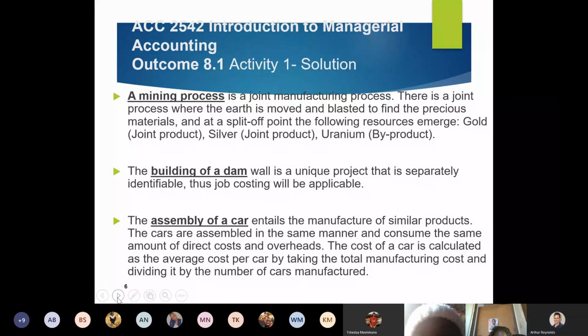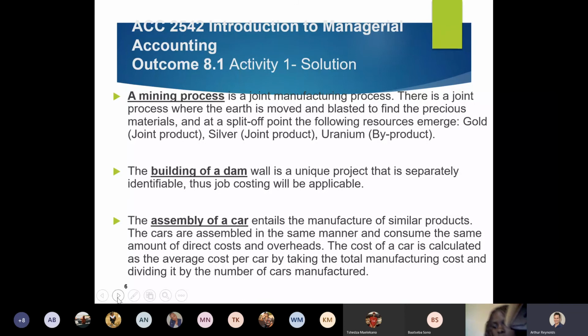So the gold and the silver has got a significant value to it that you can sell it. The uranium, not so much. That's why we refer to it as a byproduct. It's got a minor value. The dam wall that we built, the building of a dam wall, it's unique. Any dam would be different from the other. So you use job costing. Assembly of a car, it's of repetitive nature. So it's got the same material, the same labor and overheads and so forth. Okay.